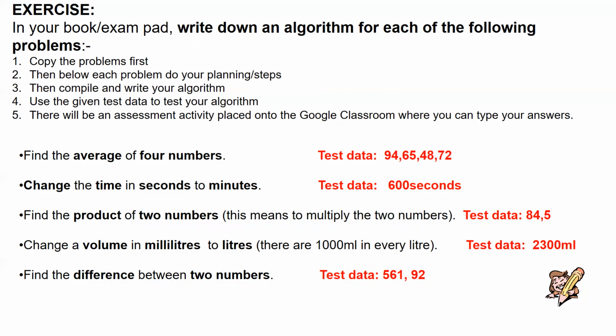First problem, find the average of 4 numbers. Second problem, change time in seconds to minutes. Third problem, find the product of 2 numbers. Fourth, change a volume in milliliters to liters and find the difference between 2 numbers. In red, you will find your test data.